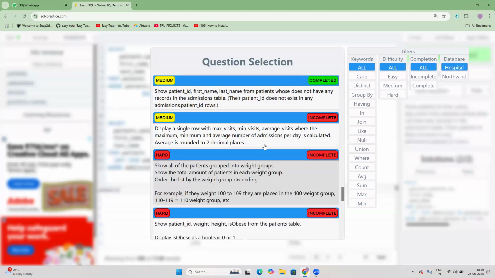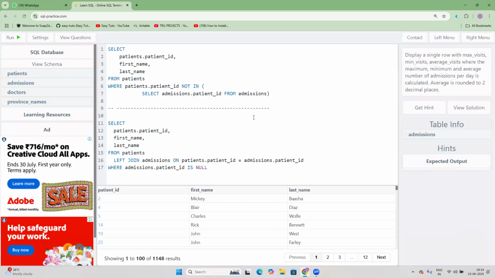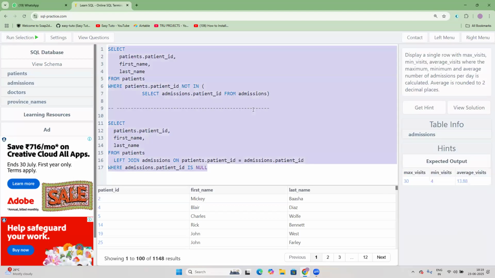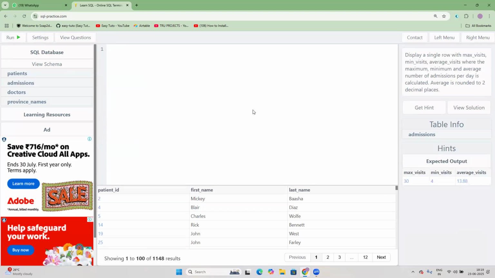All right. So the next question and the last question in medium. Display a single row with max visits, minimum visit, average visit, where the maximum, minimum, and average number of admissions per day is calculated. Average is rounded to 2 decimal points. Now, per day it says, okay, give me one sec, guys.